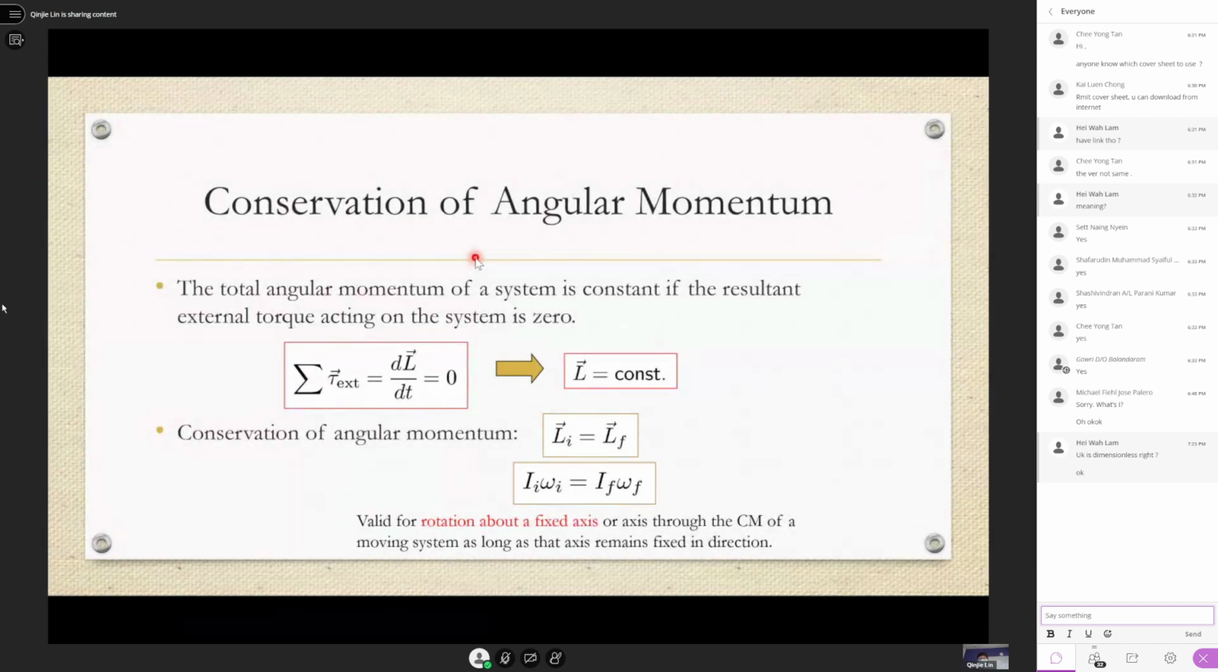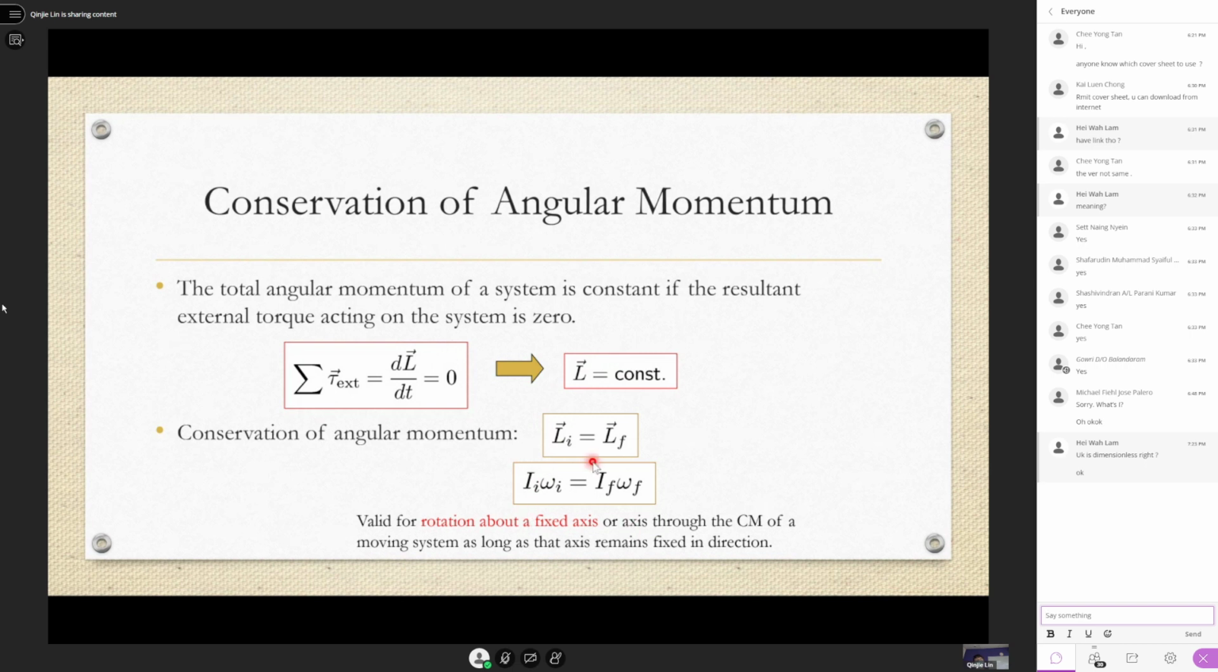And then, same as linear momentum, we also have the conservation of angular momentum. If you are guessing, you could probably be correct. Angular momentum also must be conserved, just like linear momentum and energy. Total angular momentum is constant if the resultant external torque is 0. So if you have no torque on the system, the angular momentum shouldn't change. It should remain constant.